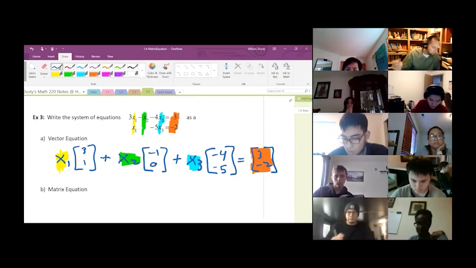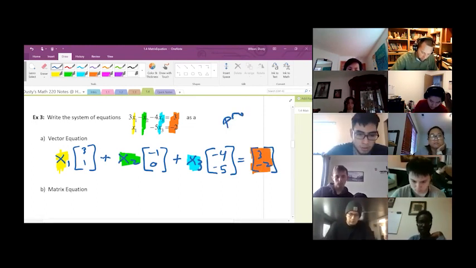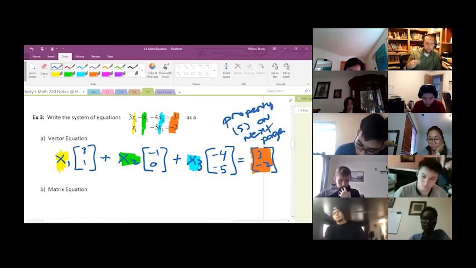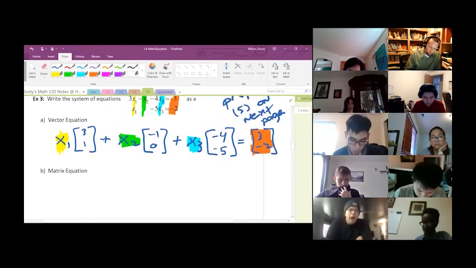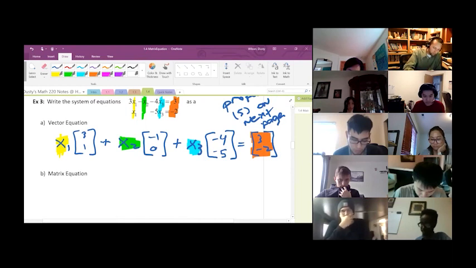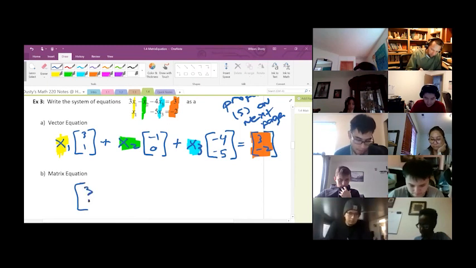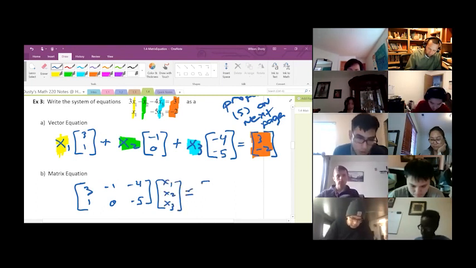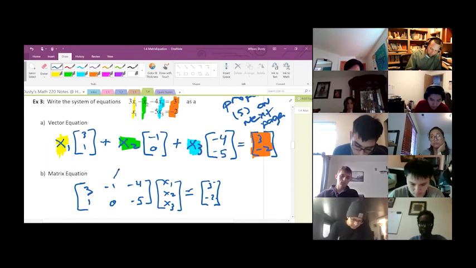So this right here is going to be property number 5 on the next page. So that's if it's a vector equation. That's what we did yesterday. So next, I want to write this as a matrix equation. This is more like what we were just doing earlier. And so we would write it as [3, 1, -1; 0, -4, -5] times [x1, x2, x3], and this will be equal to [3, -2]. So this is the AX equals B.